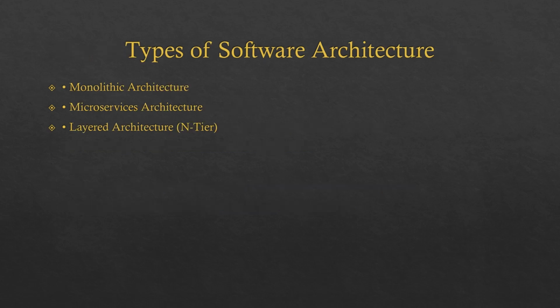Software architectures can be broadly classified into different types, such as monolithic, microservices, and other architectures. Each type has unique features and use cases, which we will explore in the following slides.